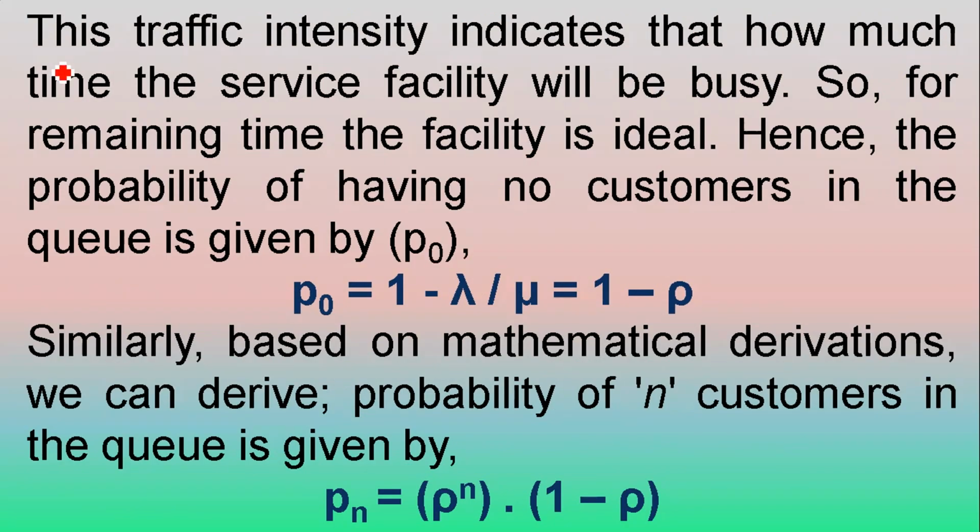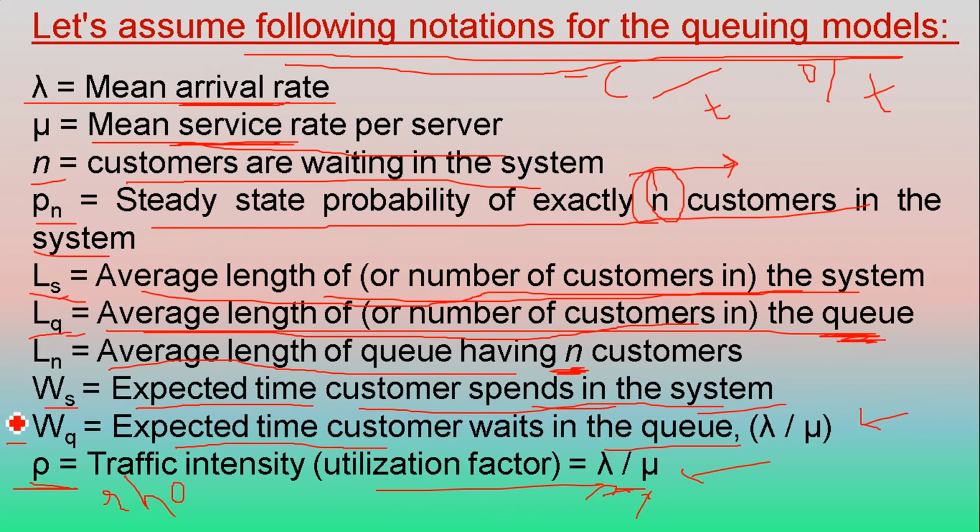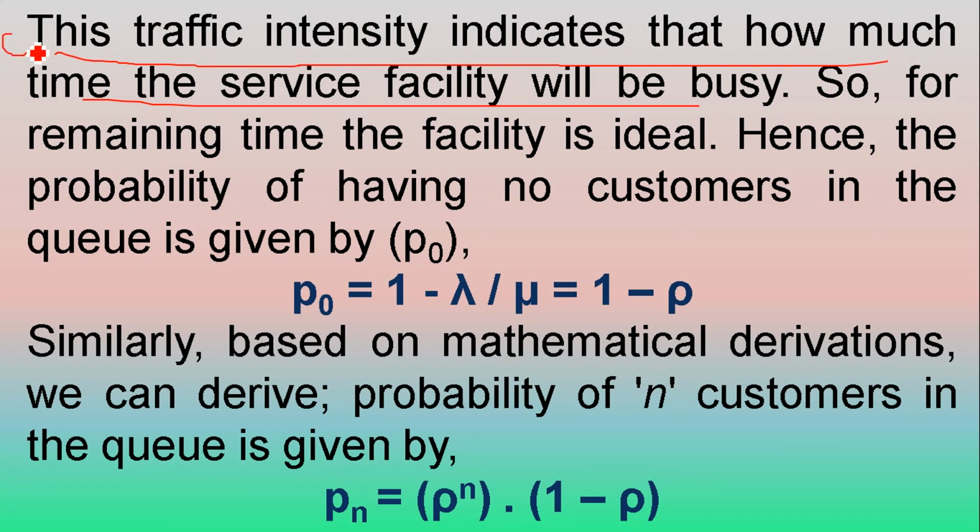Now here, this traffic intensity indicates how much time the service facility will be busy. Which traffic intensity? That is talking about this rho, right? What does this rho indicate? This rho indicates how much time the service facility will be busy. It indicates the time up to which the service facility will be busy in serving the customer, right? So for the remaining time, the facility will be idle, not doing any work, right?